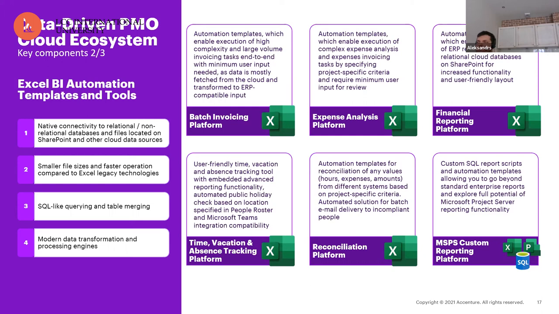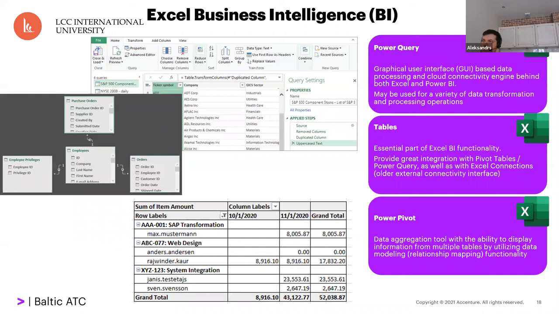In the same way, we can also connect many other automation tools, such as, for example, expense analysis platform, financial reporting platform, and so on. Yes, so that's a simple sample how it looks. So you can see Power Query Editor, actually some data modeling in Power Pivot, and also displaying data in Power Pivot on the screen. And then last but not least, Power Platform.